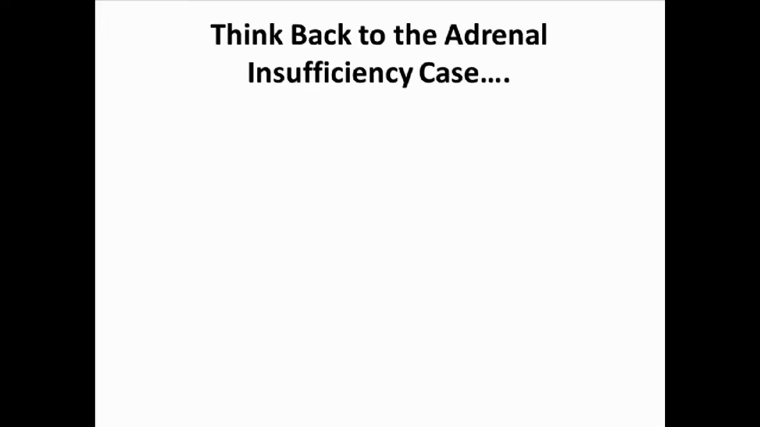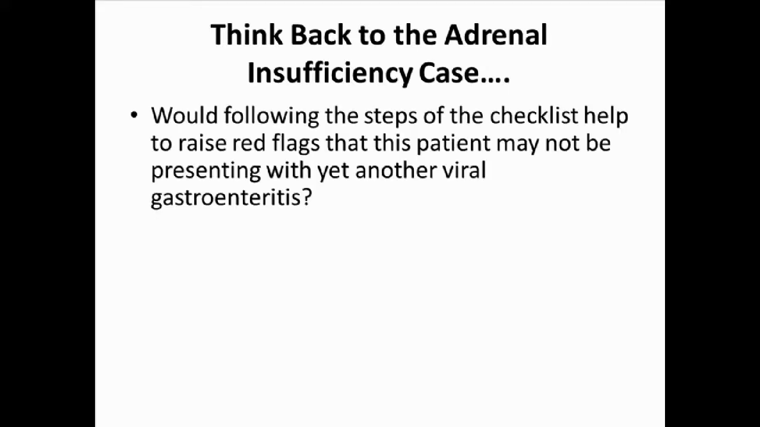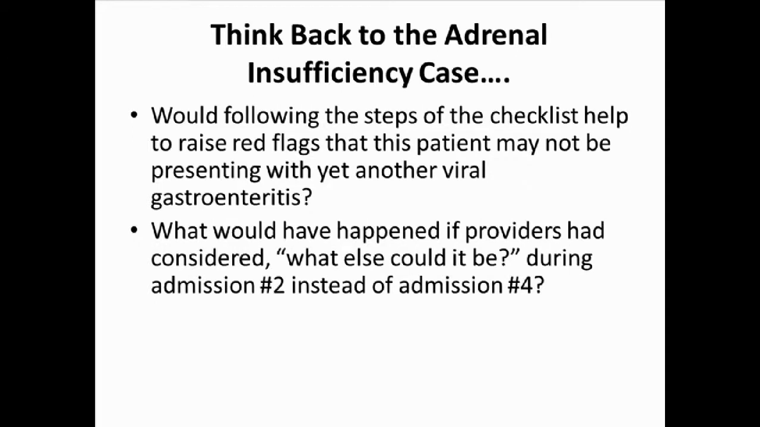So now that we've gone through that, I'll just take 1 minute to ask you to think back to the adrenal insufficiency case, because during the workshop we gave examples of cases and asked the residents to think about how the checklist could have been applied to those cases and whether it might have helped to prevent cognitive bias. So would following the steps of a checklist help to raise red flags that the patient may not have been presenting with yet another viral gastroenteritis? And what would have happened if providers had considered what else could it be during admission 2, for example, maybe instead of admission 4?